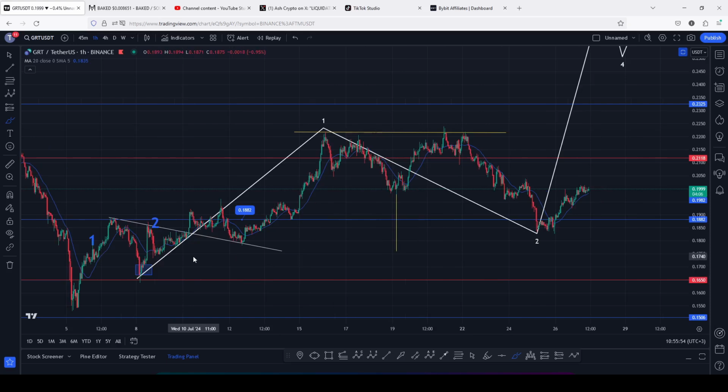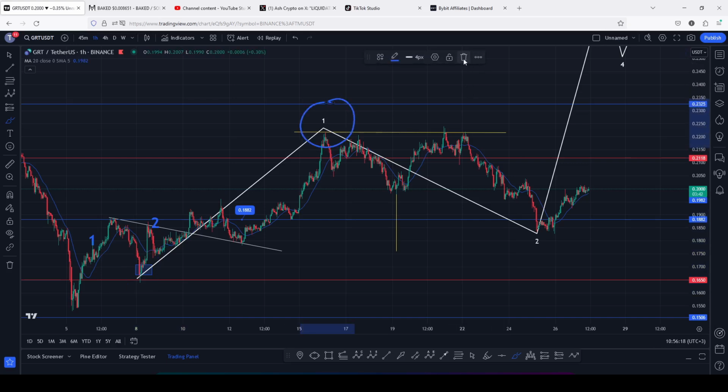Starting the video by first giving you a recap of what has been happening since the 8th of July, when we got a significant low below the 0.164. We saw a very nice bounce to the upside in a move that gave us a high above the 0.2221, in a move that I'm terming as an Elliott wave count 1 to the upside.